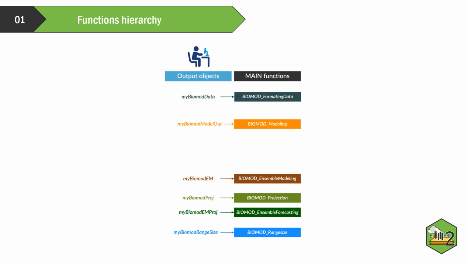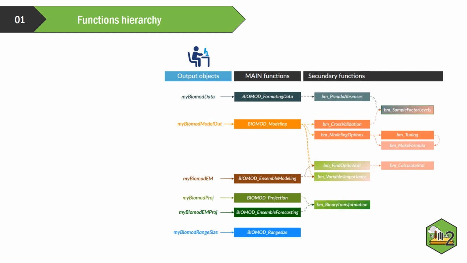First things first, biomod2 presents a set of functions available to the user that are divided into 4 categories. 6 main functions can be called to carry out the main modeling steps. They will return biomod2 objects that can be used to perform the successive steps. These main functions sometimes rely on what we call secondary functions, which are functions that can also be used independently by the user if they want to go into more detail on specific steps, such as options tuning.